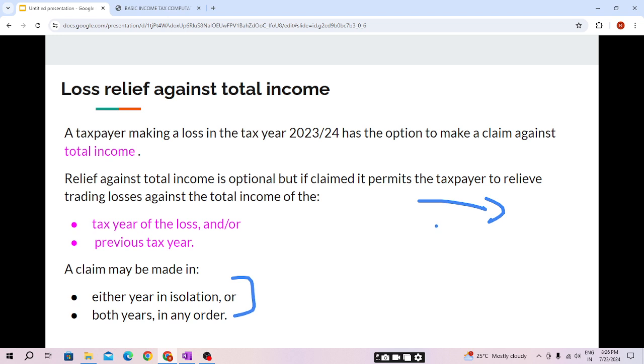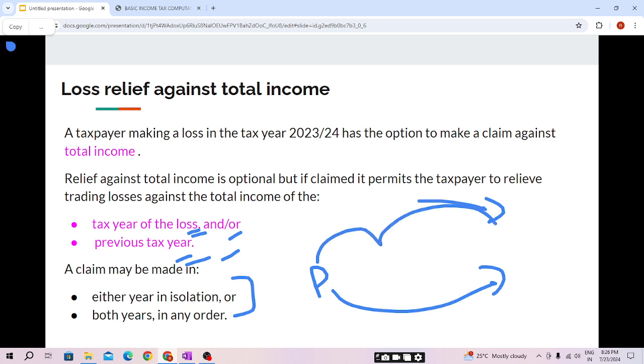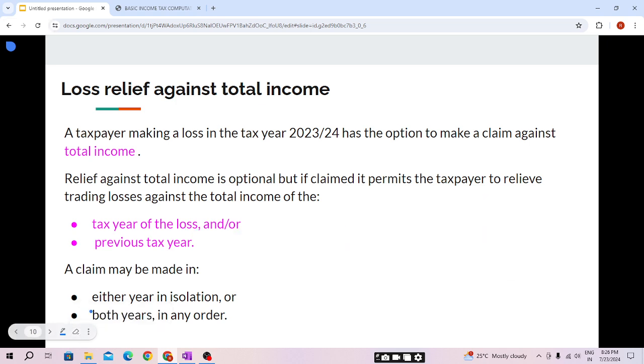If the option is selected to claim against the total income, so the total income of previous year and current year, for both we can set off, but in that also we have options. Either we can start from the current year or directly from the previous year. Now, if I set off the loss in the previous year, then I can carry forward it directly to the future years, or I can set off against the previous year, come to the current year, then the future year. I hope this is clear.